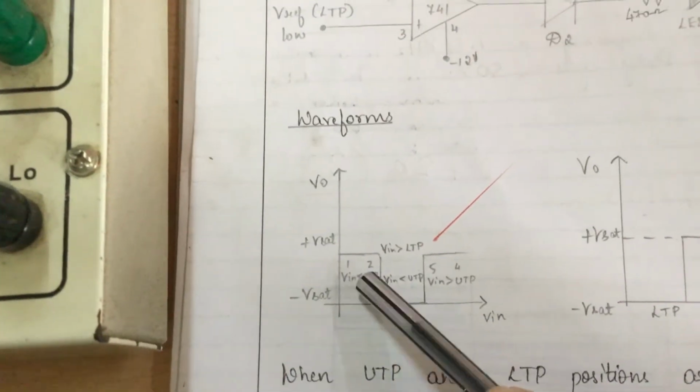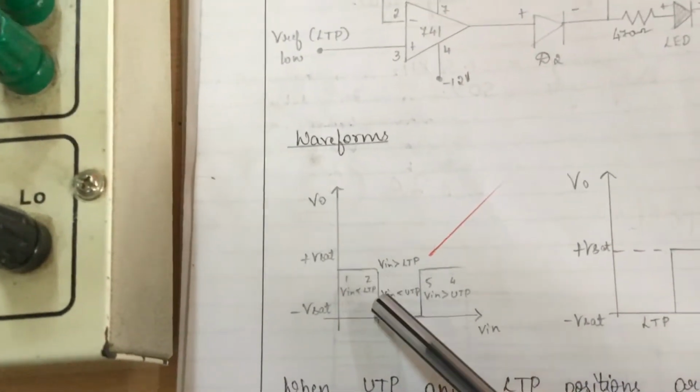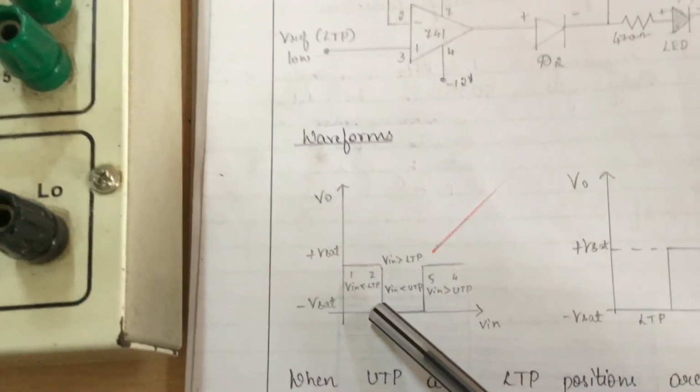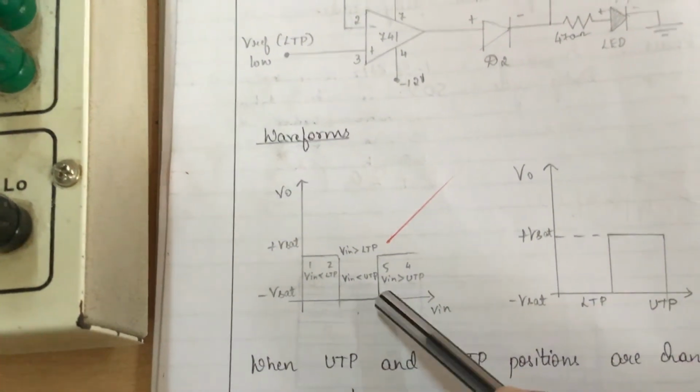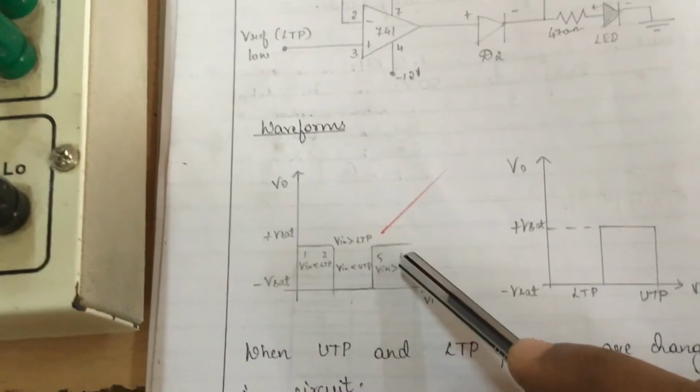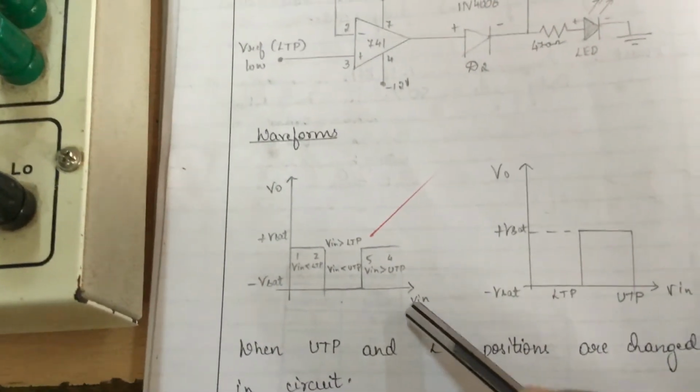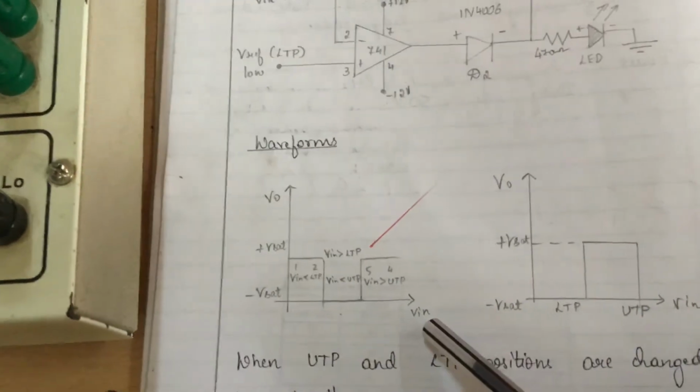So here the input voltage should be lesser than UTP, then it will reach a positive saturation. After some time period, it will reach the 0 level, then again it will go to the high level. So this is a graph between output voltage versus input voltage.